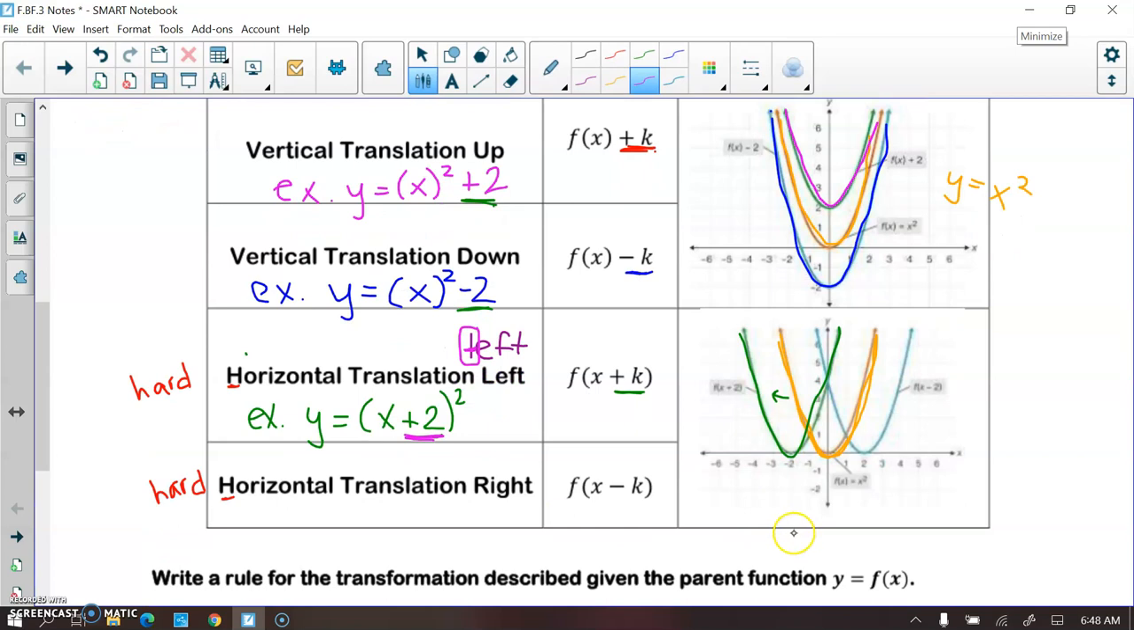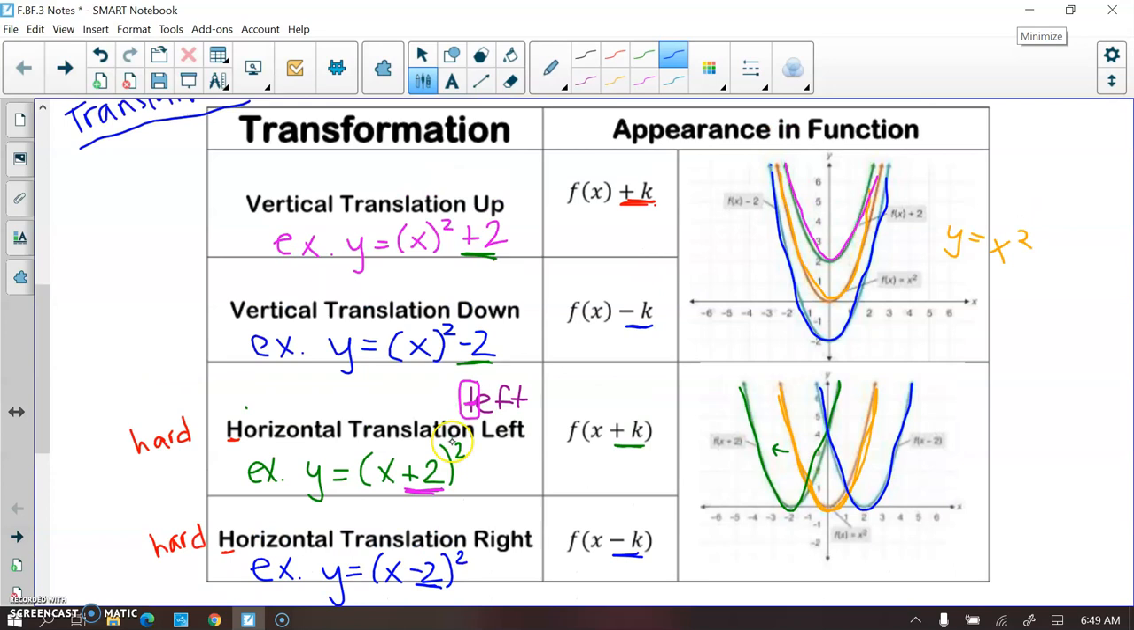Now, a horizontal translation right is the opposite. So if I take my yellow graph here and move it over to the right, even though it looks like I'm moving towards my positive values on the graph, remember, my horizontal translations are the hard ones to remember. We are going to be subtracting k from the inside of my function. So an example of a horizontal translation right would be y is equal to (x minus 2) squared, where that minus 2 is on the inside of my function.